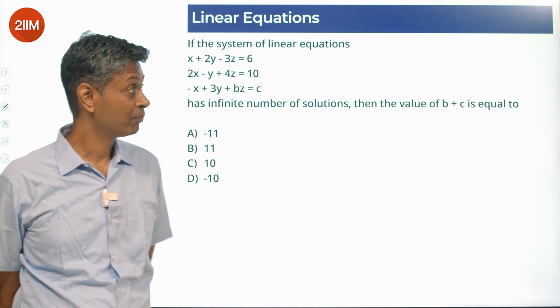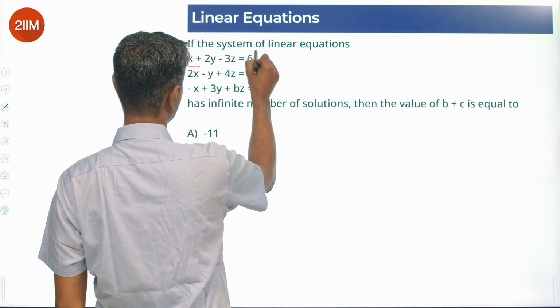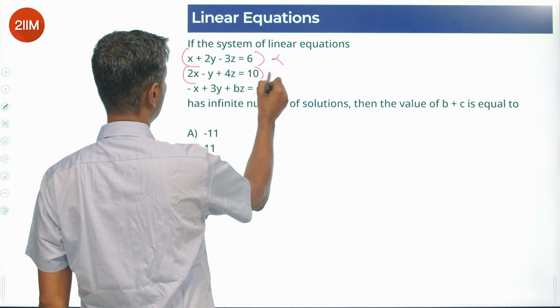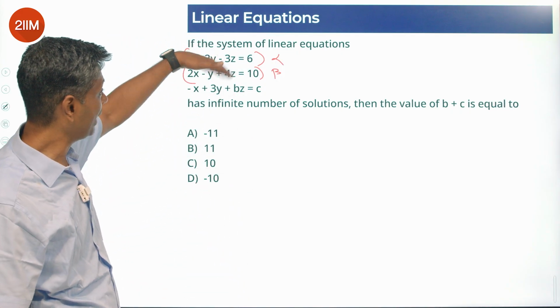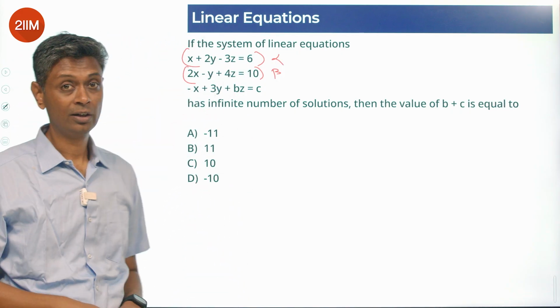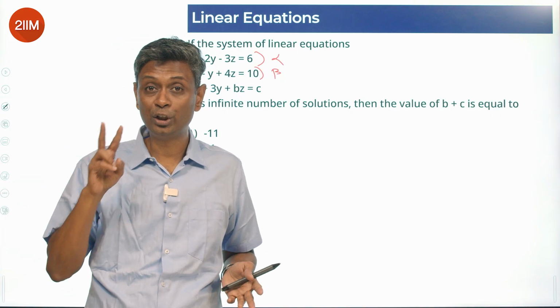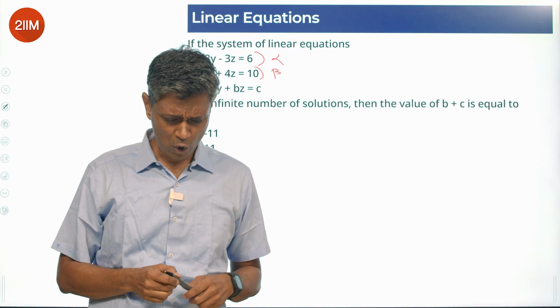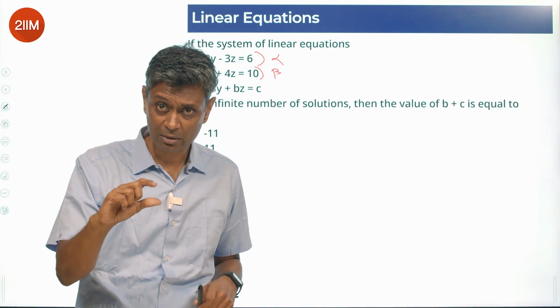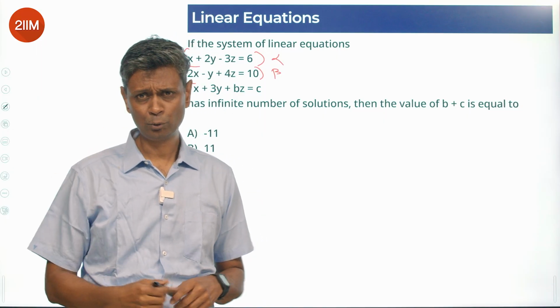So the thing is, if I took this multiplied by alpha, took this multiplied by beta, and combined that, if I can get the third equation, then I don't have 3 equations, I have only 2, which means there are an infinite number of solutions. So a combination of 2 equations becoming the third. I want to look for that.